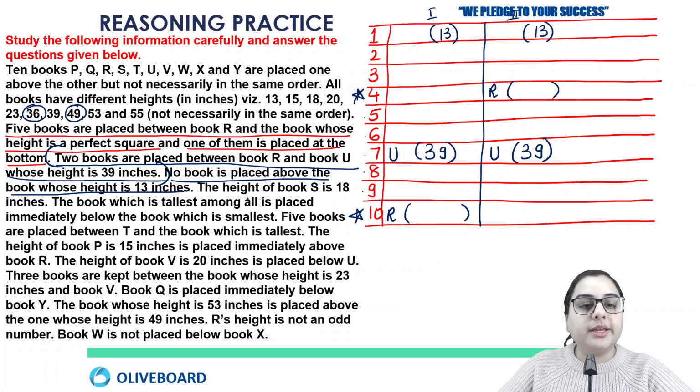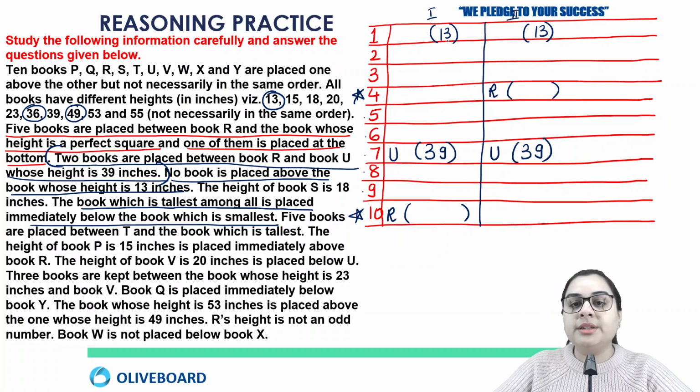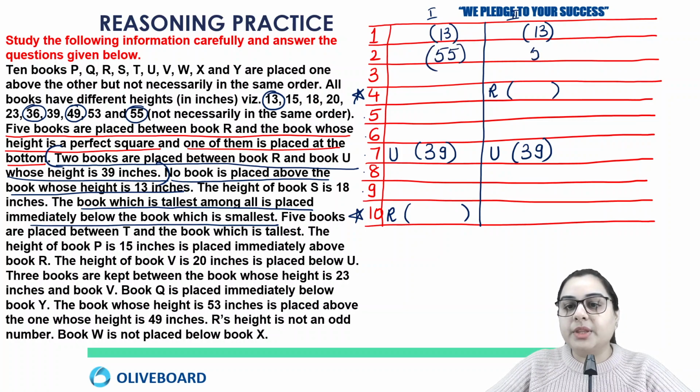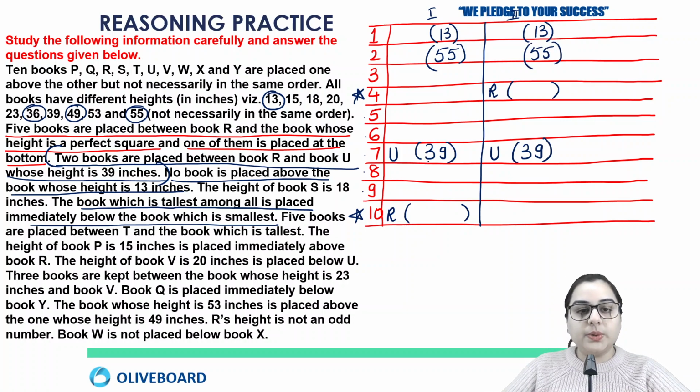Next, what other information can be used now? The tallest book among all is placed immediately below the smallest book. Here the smallest book is 13 inches, and we already know the 13 inches book is on the first position. That means immediately below the smallest we have to write the tallest, which is 55 inches. So we write 55 inches here on the second position. Till now we have used all the information.